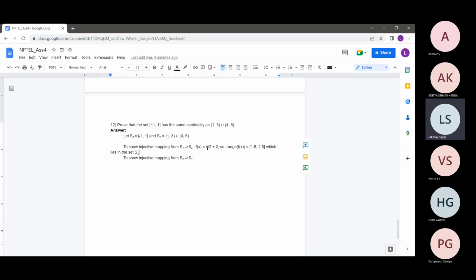So basically this means that I have defined an injective function which actually lies in the set S2. So this is a correct function, and this says that the size of S1 is less than or equal to the size of S2. I hope it made sense, Aditya.